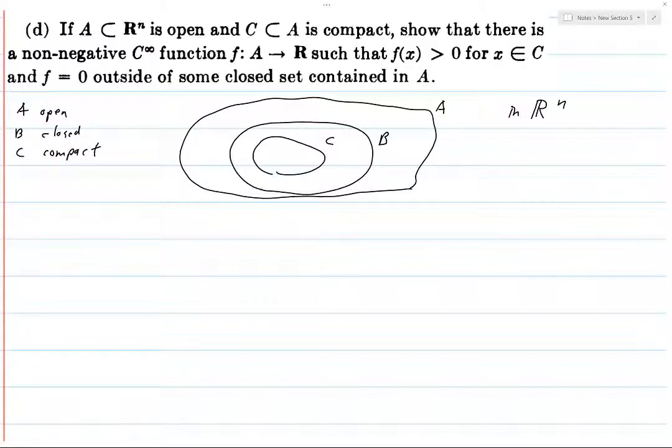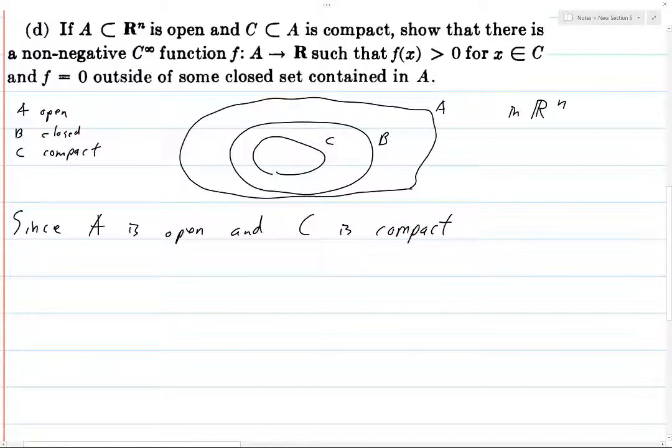So let's see here. Since A is open and C is compact, it's a compact subset of A. Let d be the distance between the boundary of A and C. And what is this? This is something that you might not have seen if you haven't talked about metric spaces before, so it might not be natural for this to occur to you, but that's okay.